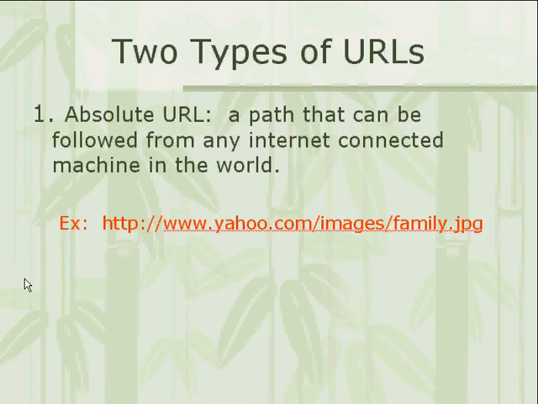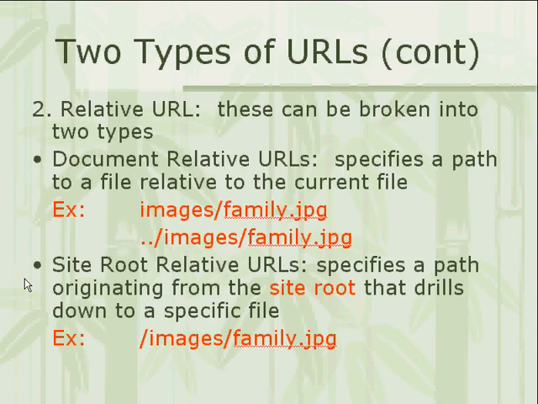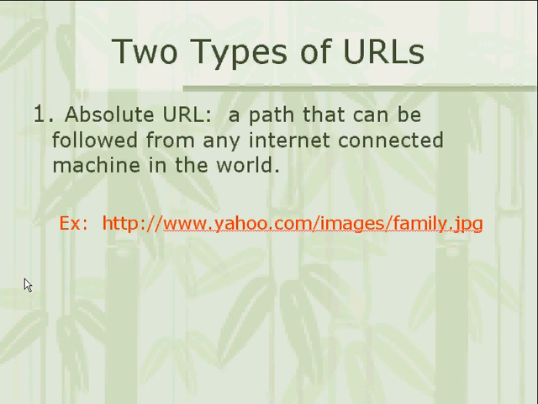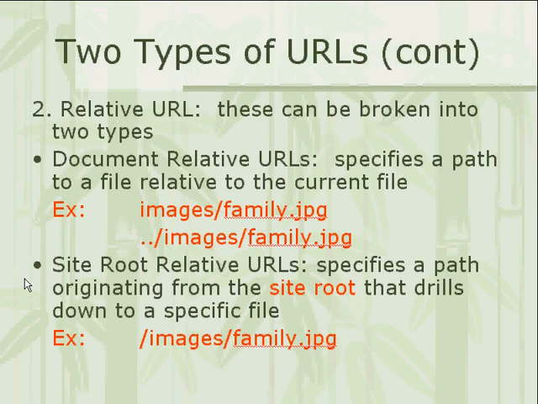Now, there are two types of URLs: absolute URLs, and then I'm going to go on to the next slide and show you that there are relative URLs. Relative URLs can be broken down into two different types. So let's go back. Absolute URL. This is a path that can be followed from any internet connected machine in the world. So unless you're in China and you're blocked, you should be able to get to this address. http://www.yahoo.com/images/family.jpg. Everybody should be able to get there. That's called an absolute URL. It begins with the URL scheme.